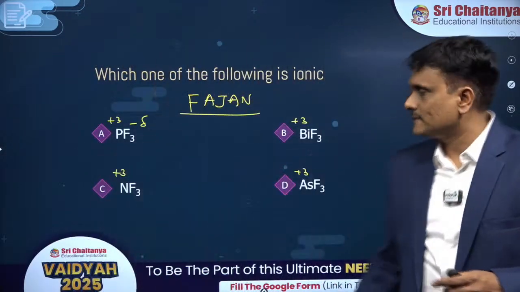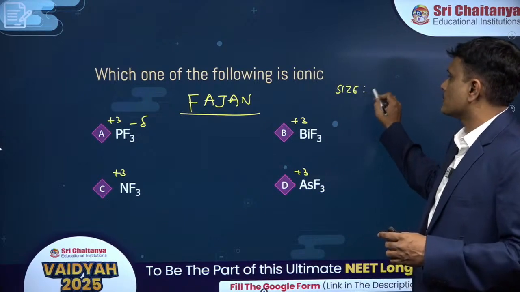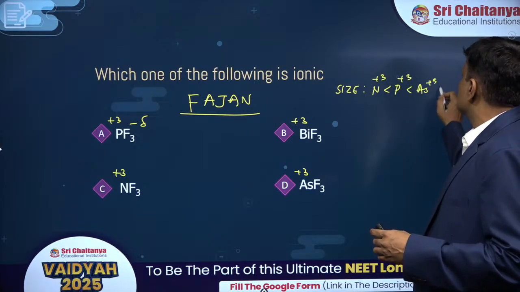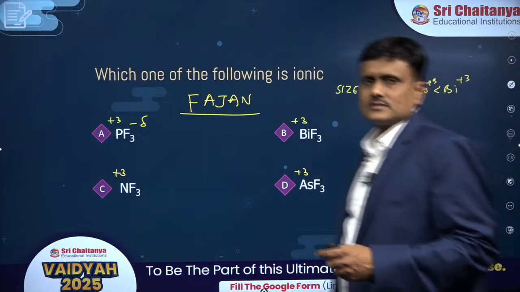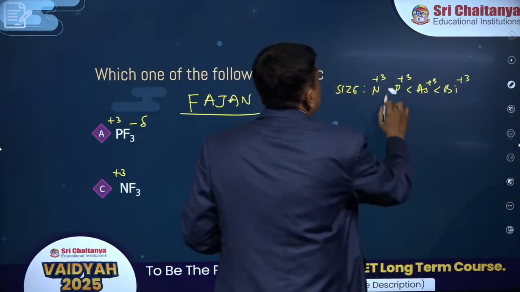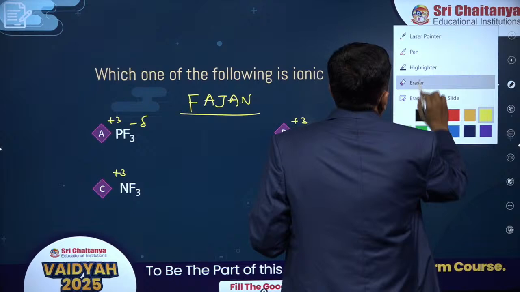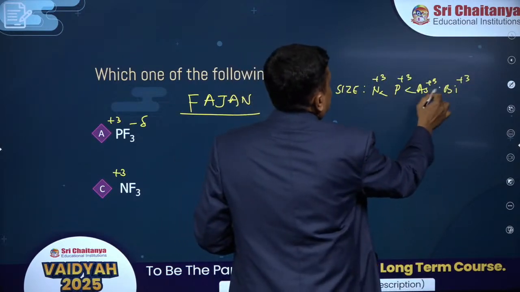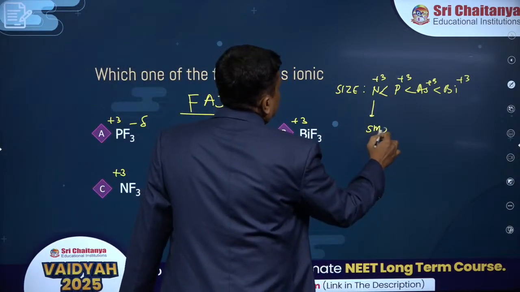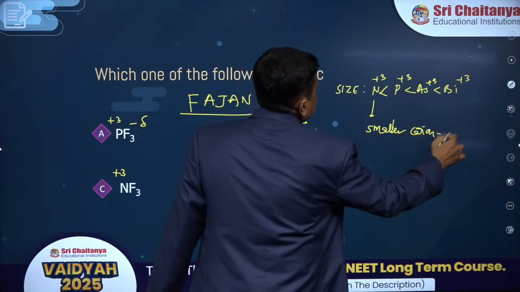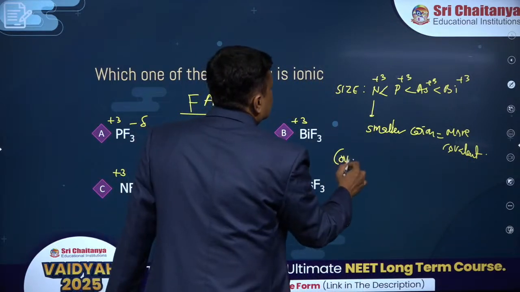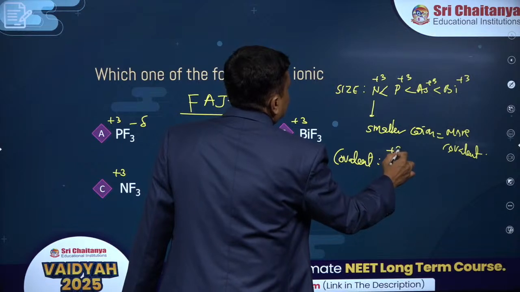Now when we talk about the sizes, ionic radius, you know that nitrogen is smaller, bismuth is smallest. Oh, I wrote reverse. Oh, correct, only right. So bismuth is largest. You know that the smaller cation is more covalent. So covalent nature, when you predict, you know that N plus 3 is more.